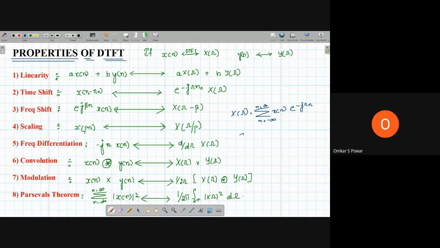In today's class, we will be using IDTFT to get back the time domain signal x of n from X of omega. So what's the formula I told for IDTFT? x of n is equal to 1 by 2 pi integral minus pi to pi X of omega e power j omega n d omega. So you can get the time domain signal using this formula.